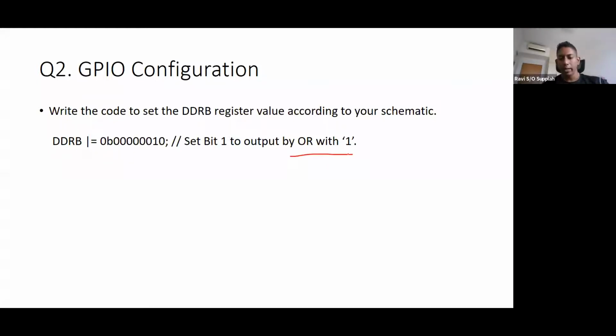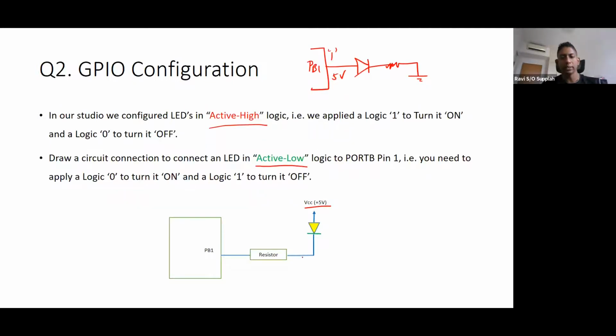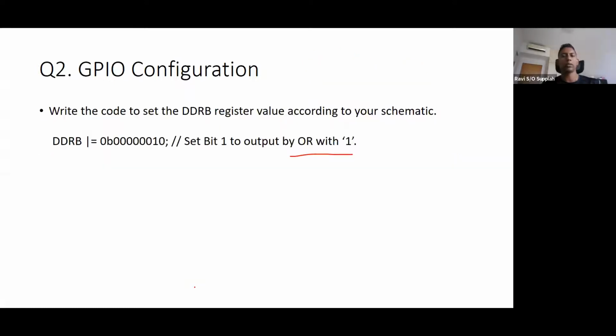Some of you might think that the current is flowing in, so should it be considered input? No. The way you configure is based on whether I'm writing to the pin or reading from the pin. As far as you are concerned, this is connected to an output device, which is an LED. So I'm writing to port B pin 1, so it is still considered to be an output pin. So I set that particular bit to a 1.